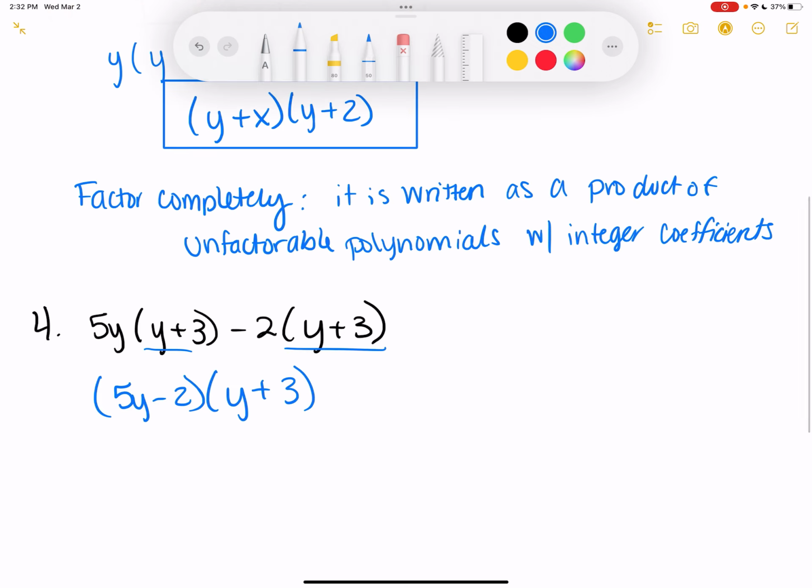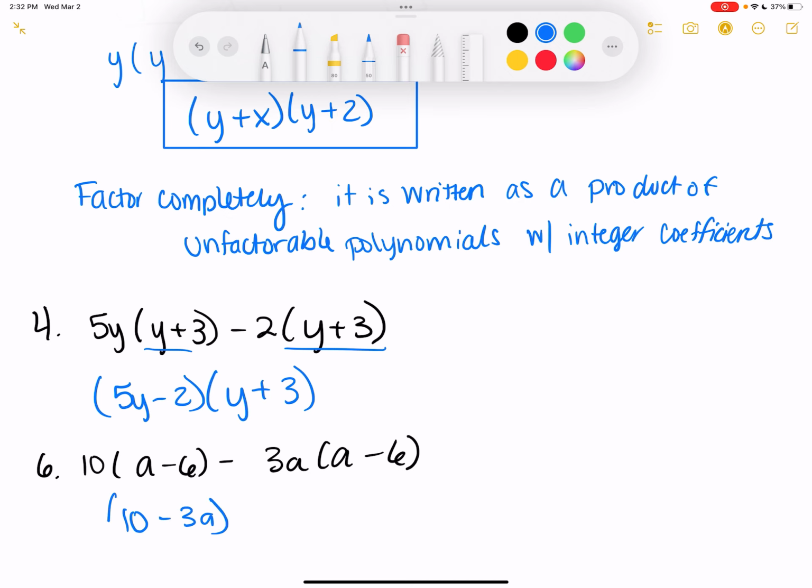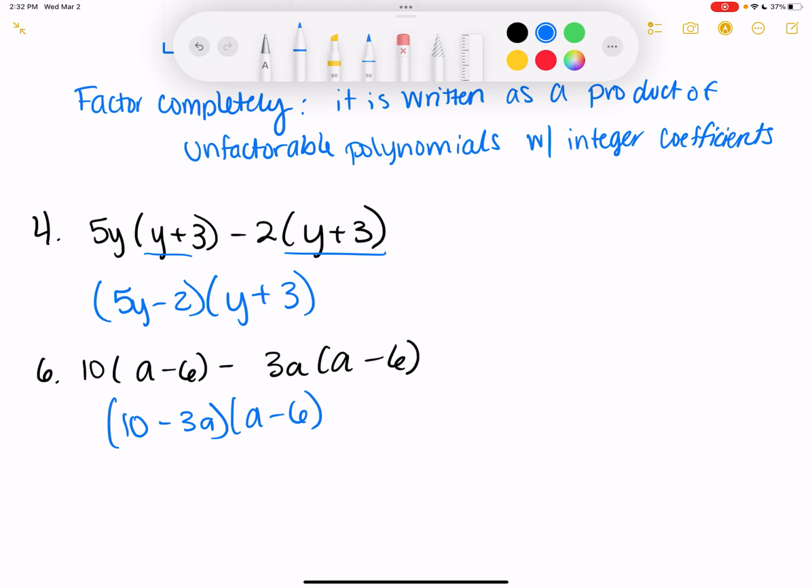For that one, yeah. 6, 10 times a minus 6 minus 3a times a minus 6. And minus 3a and then a minus 6. Yep. 10 minus 3a times a minus 6. Okay, so they both had an a minus 6, so we only had to write it once.